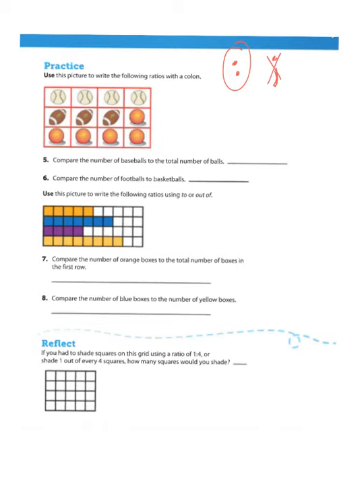It says compare the number of baseballs to the total number of balls. My total here all together, if you count them up, 1, 2, 3, 4, 5, 6, 7, 8, 9, 10, 11, 12. So we have 12 altogether. They are specifically asking here about the baseballs. There are 4 baseballs. So my ratio is 4 to 12 because we have 12 altogether.